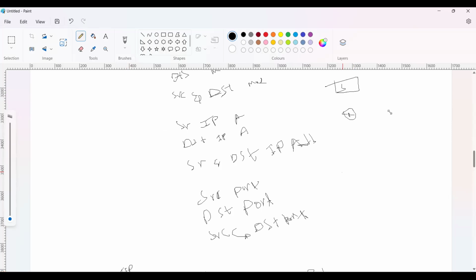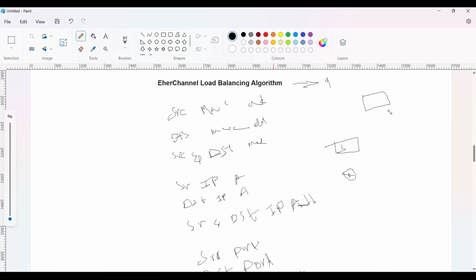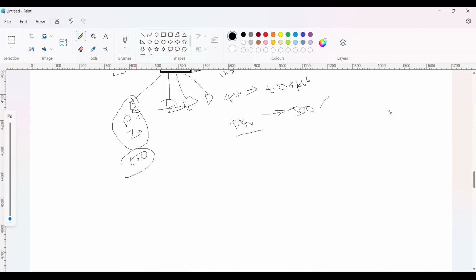Fine. I'll show you the load balancing working in switches in the lab. Any doubts in this, guys? No? Fine.